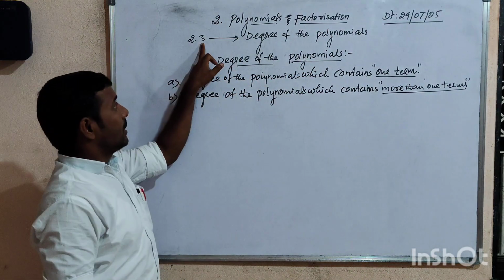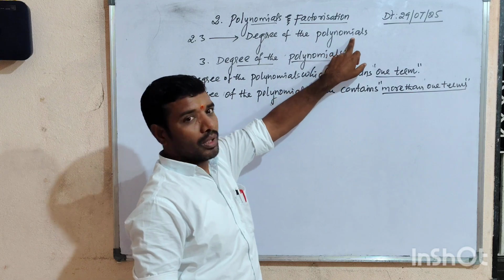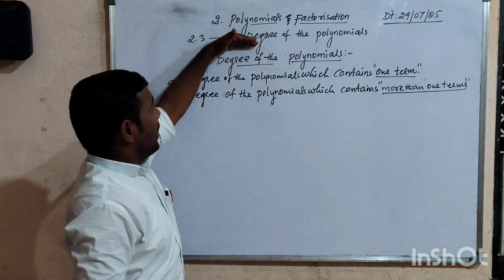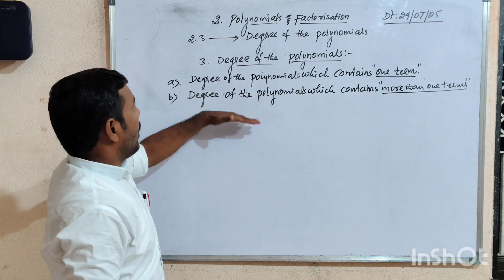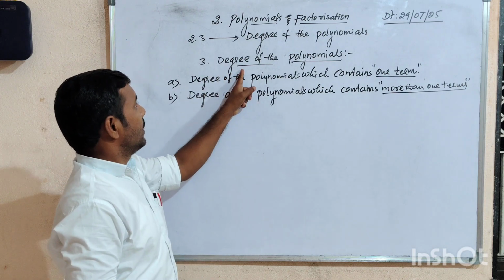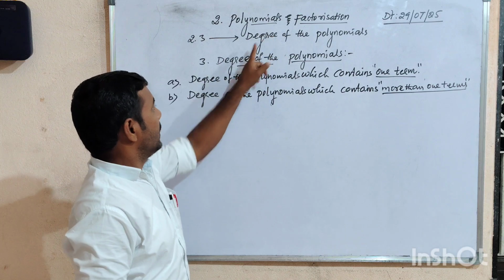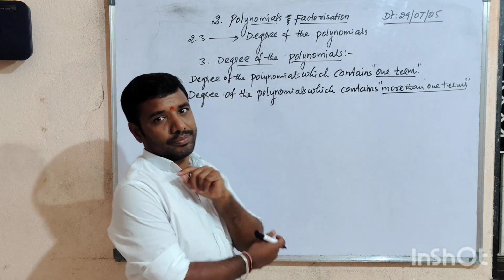In that third subtopic, 2.3, the name is the degree of the polynomial. Under this subtopic we made 6 points. Already 2 points are completed. Now this is the third point under this title. The third point's name is the degree of the polynomials.